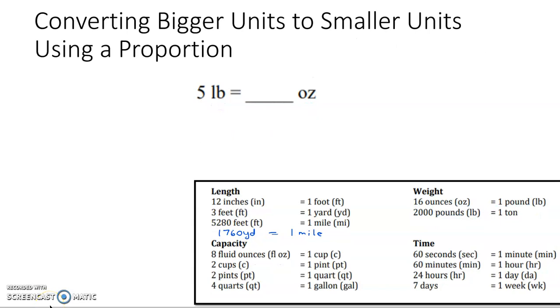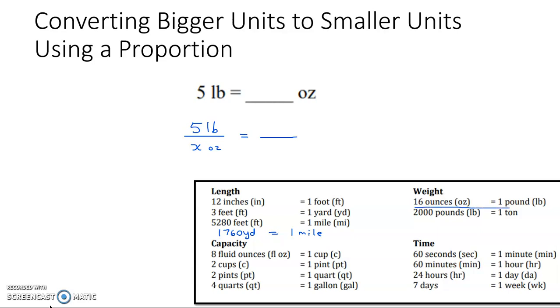An alternative method to figuring out conversions is by using a proportion. So what we can do to set up a proportion is we can set up our unknown on one side. So 5 pounds is X ounces. So that's on one side of our proportion, equal to the conversion on the other side. And what's really important is to match our units.